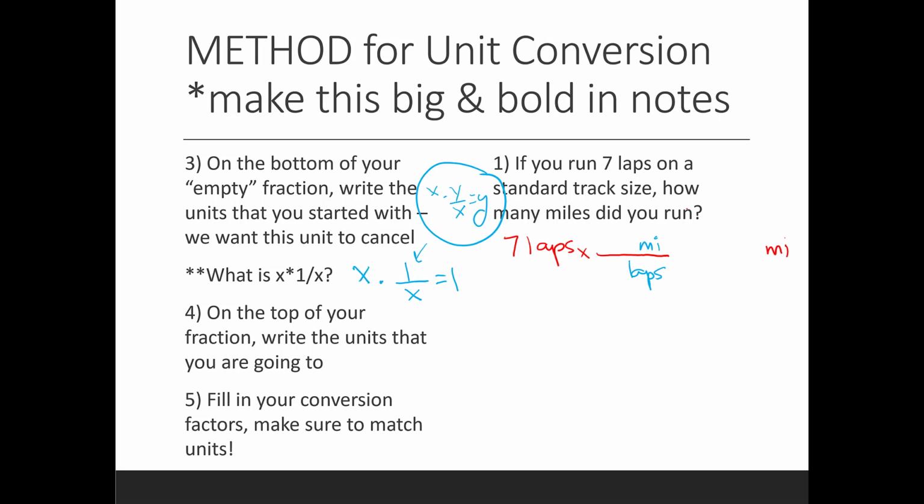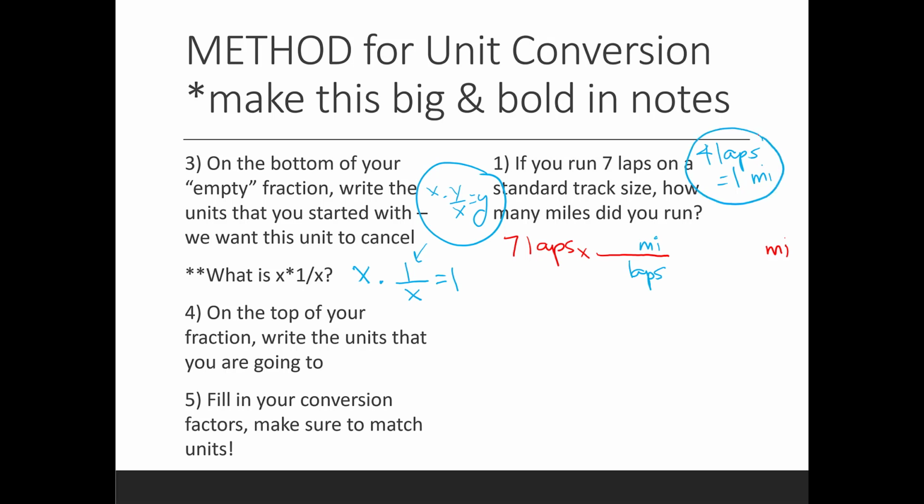Then I need to fill in my conversion factors, and it says make sure to match units. Oh, well, I guess I need to know what my conversion factor is. You guys have taken PE classes. You know how big a track is. Usually, there are 4 laps in every 1 mile on a standard high school track size, or Olympic for that matter. So this is our conversion factor.